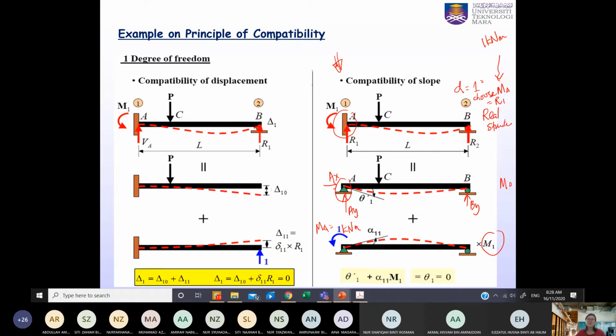Similarly, you are still applying these equations. Only now we don't use this delta, instead we use this theta. But there is no problem. You can keep using this equation, but you need to know that now you are solving for a rotation instead of this deflection, translation displacement.